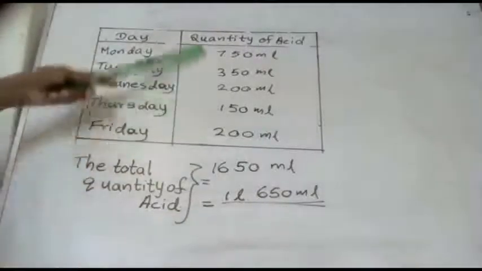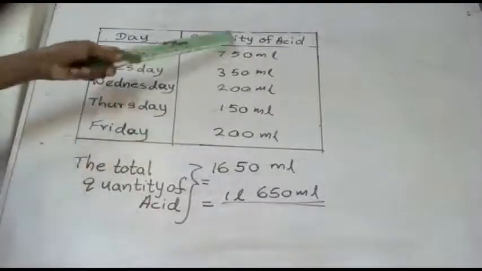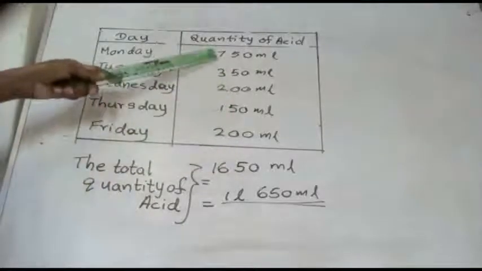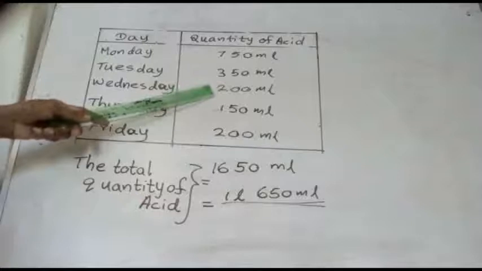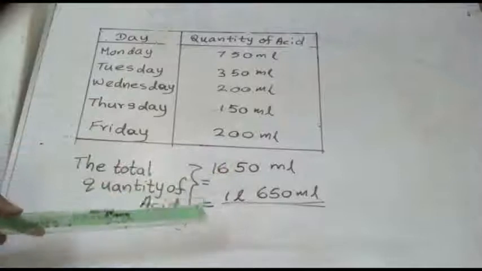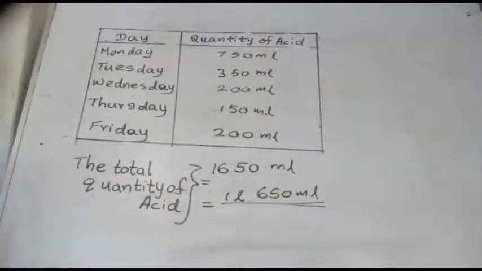We add these 5 volumes. 5, 5, 10, 10 plus 5, 15. Remaining 1. 1 plus 7, 8. 8 plus 3, 11. Plus 2, 13, 14, 16. 1650 milliliters is equal to 1 liter and 650 milliliters. What was the quantity of acid remaining in the vessel at the end of the week?